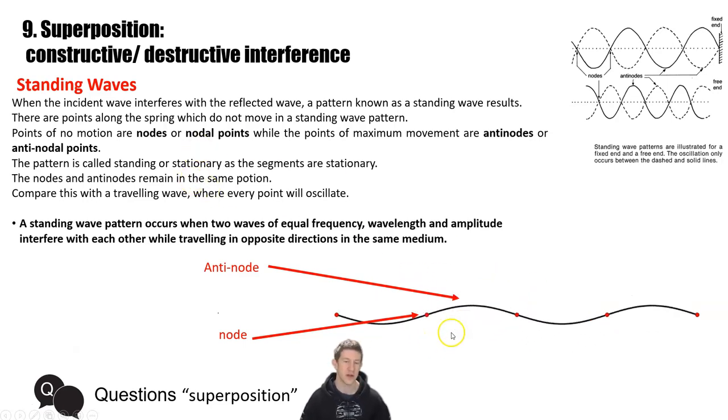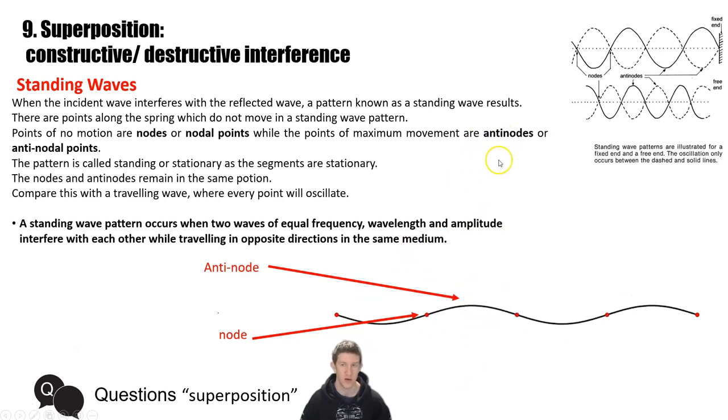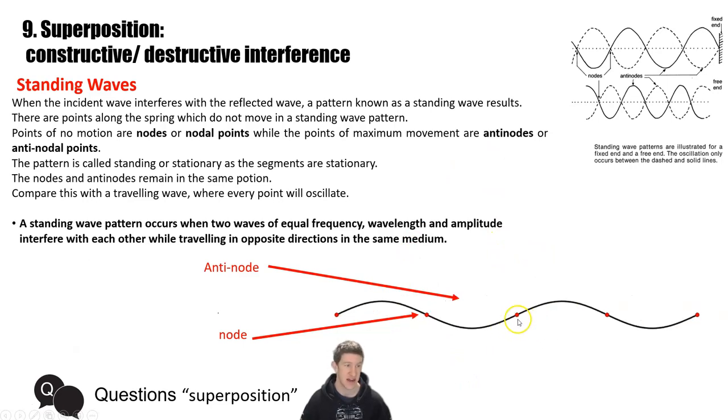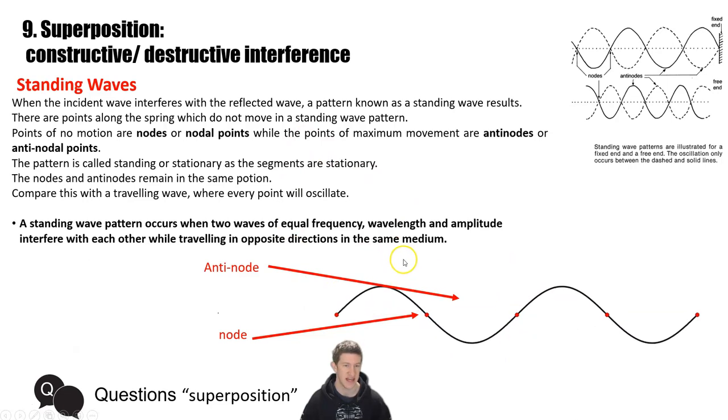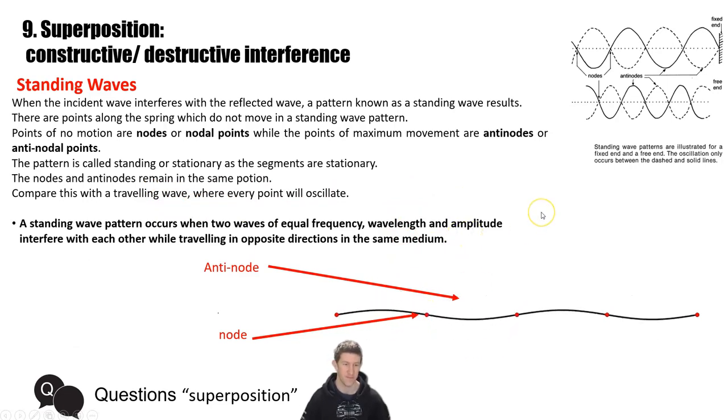The important terminology here is that we call the point where the wave does not move a node or a nodal point. And where we have the maximum movement, the highest point where it goes up and down, we call them the antinodes or the antinodal points. So nodes, no movement, antinodes have movement. And this concept is what we call the standing wave, where, different to the traveling wave, where every point oscillates, in a standing wave only the antinodes move.